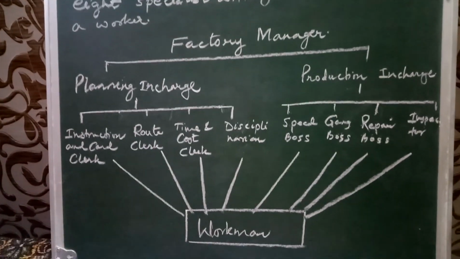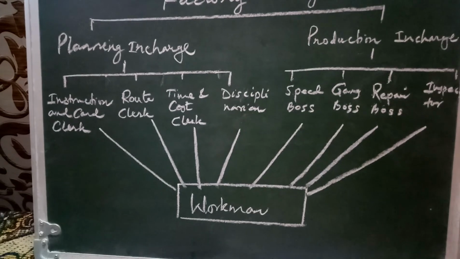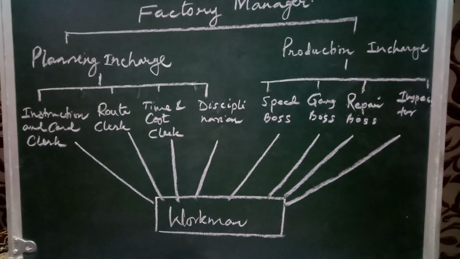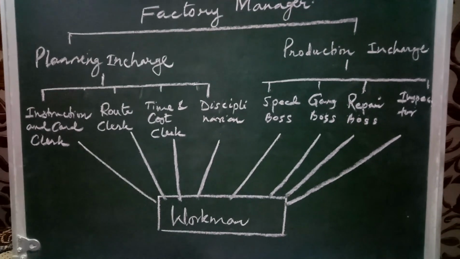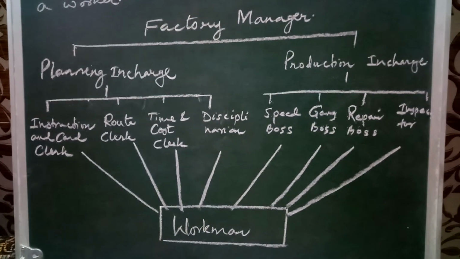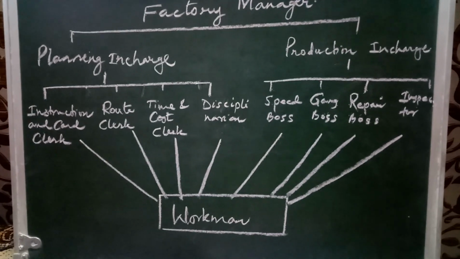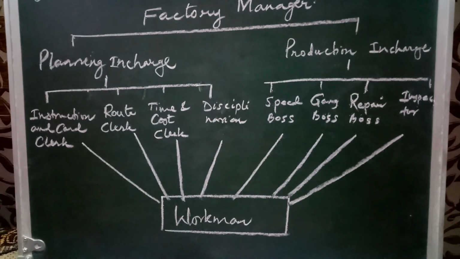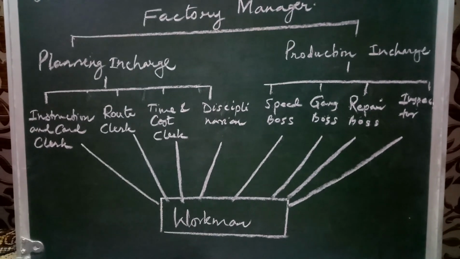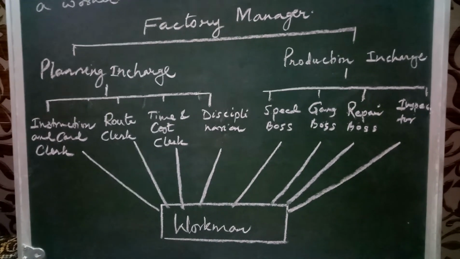The functions performed by them are as follows. Number 1, instruction card clerk. The function is to draft instructions for the workers. Next, route clerk. The function is to specify the route of production. Then we have time and cost clerk, and the function is to prepare time and cost sheet. And the 4th under planning in charge is disciplinarian, and the main function is to ensure discipline.